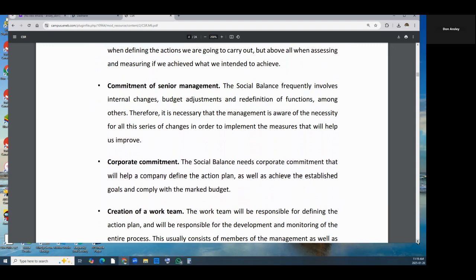Commitment of senior management. The social balance frequently involves internal changes, budget adjustments, and redefinition of functions, among others. Therefore, it is necessary that the management is aware of the necessity for all the series of changes in order to implement the measures that will help us improve.